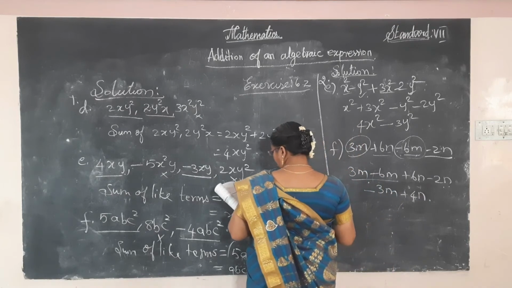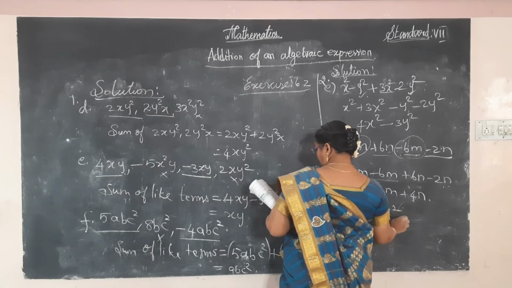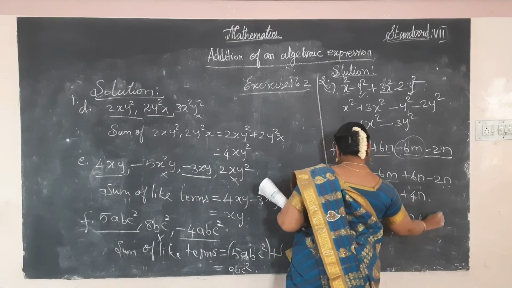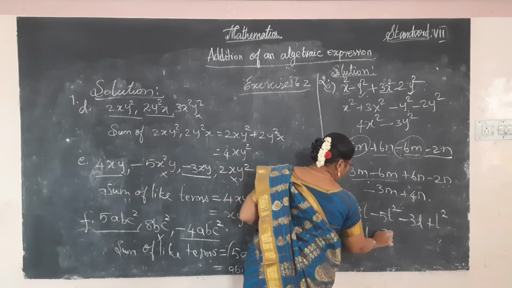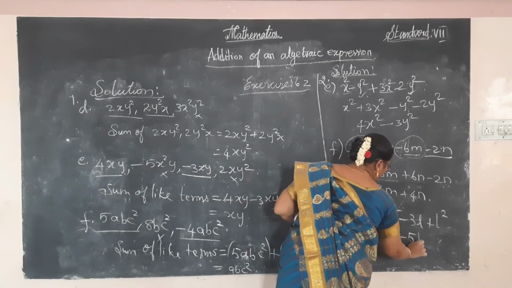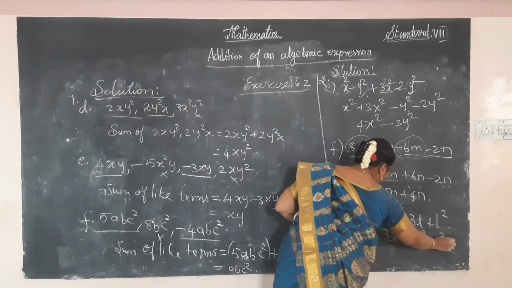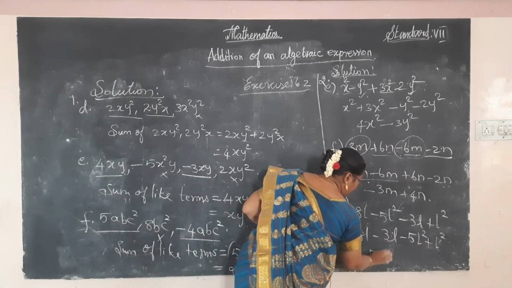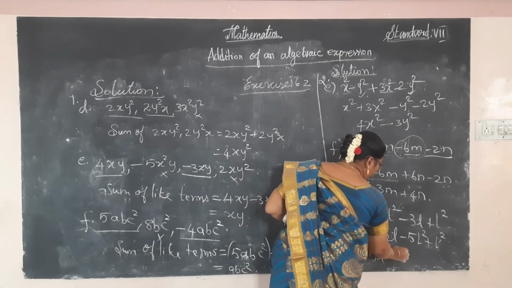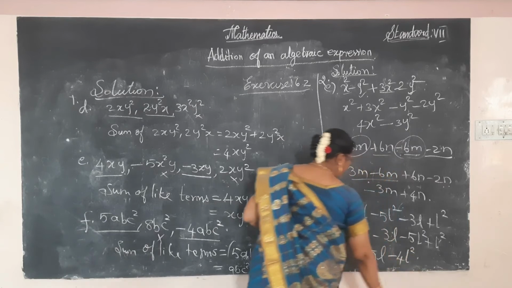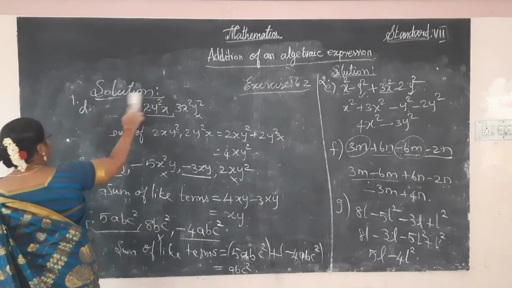Now move to the G problem: 8l minus 5l squared minus 3l plus l squared. Arrange the like terms: 8l minus 3l, minus 5l squared plus l squared. Simplify: 5l. For the two different signs, subtract and put the greater number sign: minus 4l squared.